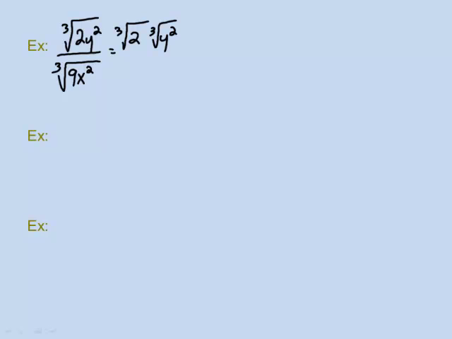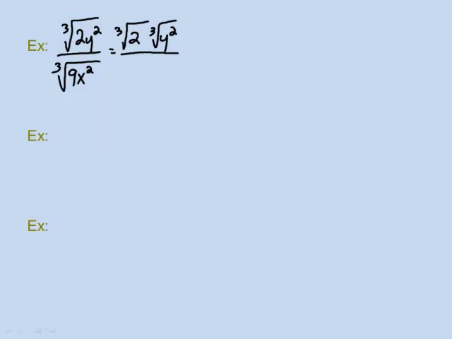All right, let's simplify the cubed root of 2y squared divided by the cubed root of 9x squared. Up in our numerator, if we split those radicals out, we'd have the cubed root of 2, which cannot be simplified, and we've got the cubed root of y squared. That also can't be simplified. It's in simplest radical form because our power of 2 is less than our index of 3.